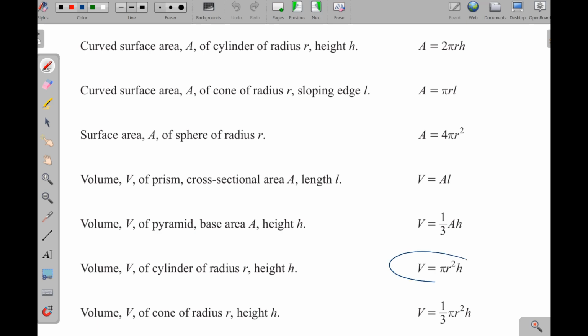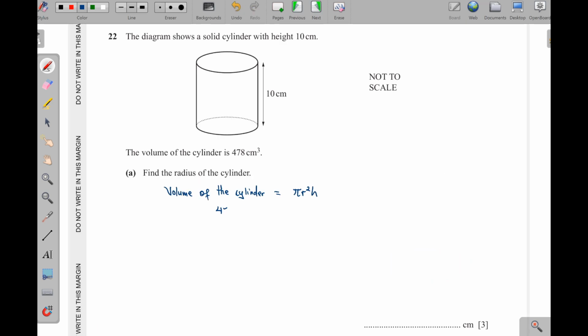It is here, pi r squared what? H. So this is 478, which is equal to pi. We don't know the radius, but we know the height is 10. That means r squared here is going to be 478. We divide by 10 pi. Okay, divide by these other constants here.